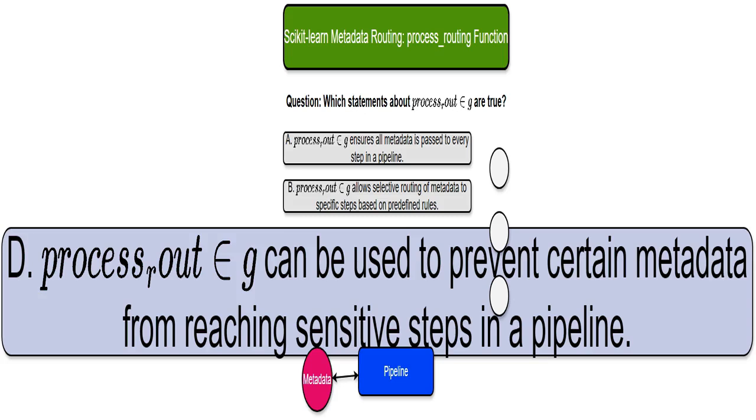Option D proposes that process_routing can stop certain metadata from reaching sensitive parts of the pipeline. This is an important security aspect to consider. Does process_routing have the capabilities to act as a gatekeeper of sensitive data?